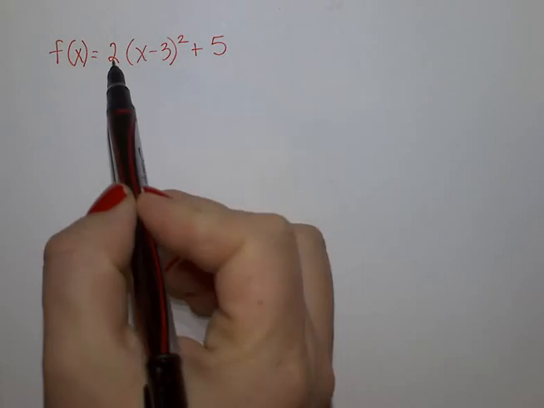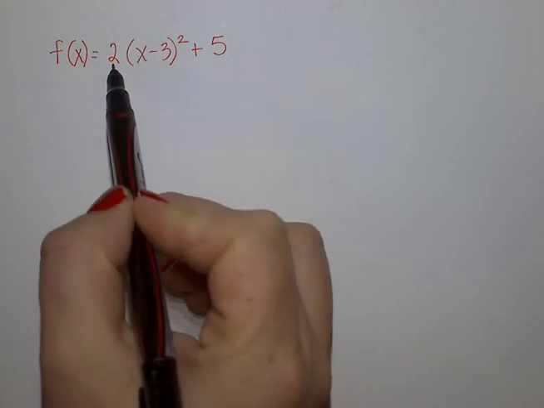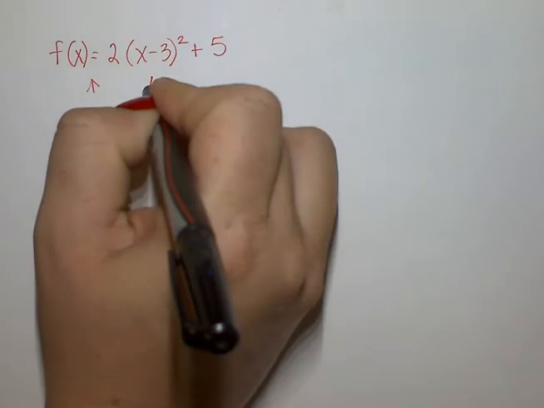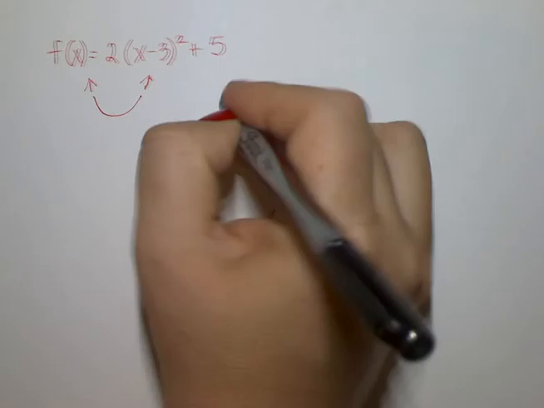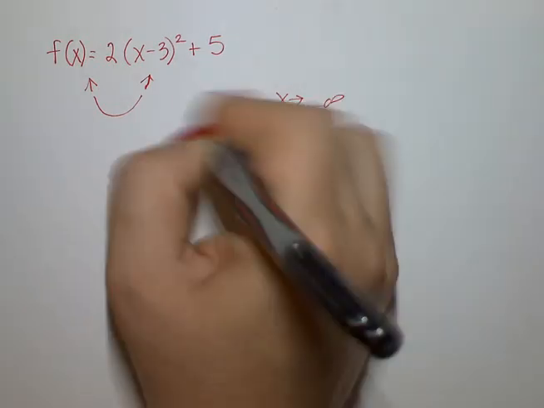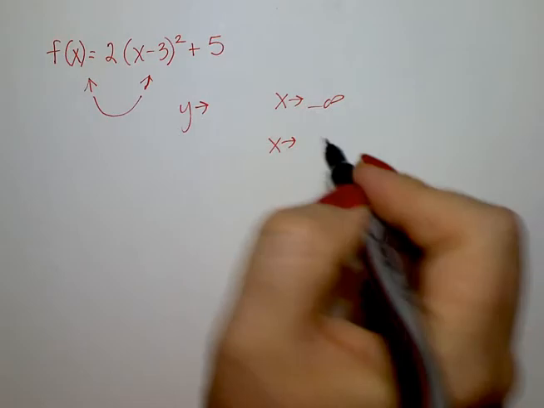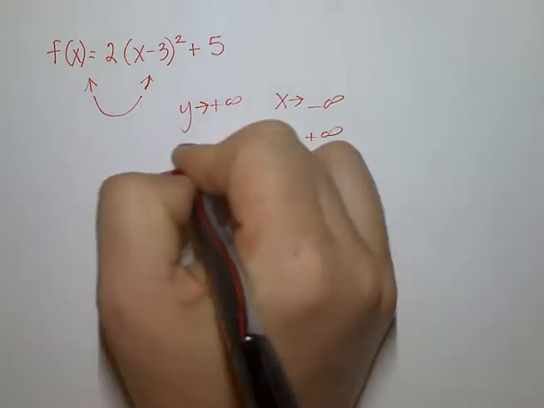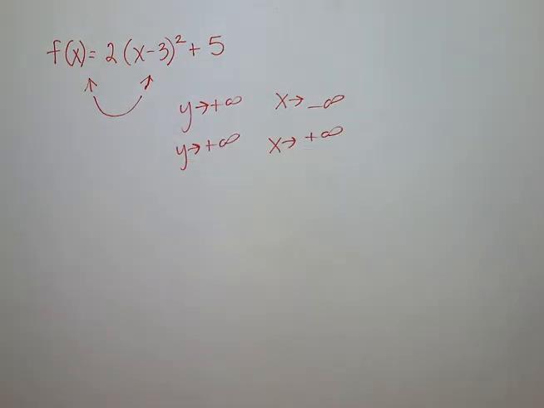Look at the A. Since the A is positive, we know that the parabola will open upwards. So the end behavior, as you go to the left, the y value or f of x value is going up, and as you go to the right, the f of x value is going up.